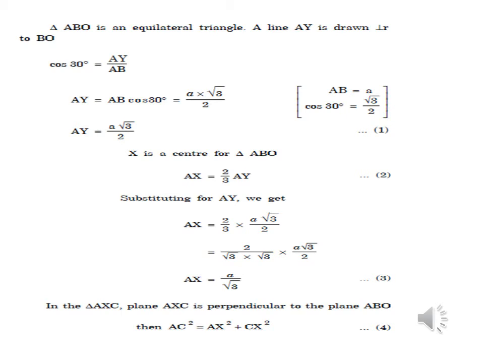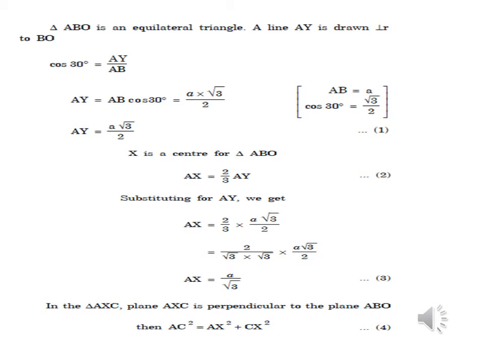AY equals, by cross multiplication, AB cos 30 degrees. AB is already a known value. There are two nearest neighboring atoms, so the side length is A, and cos 30 degrees is root 3 by 2. Substituting this value, AY equals A root 3 by 2.